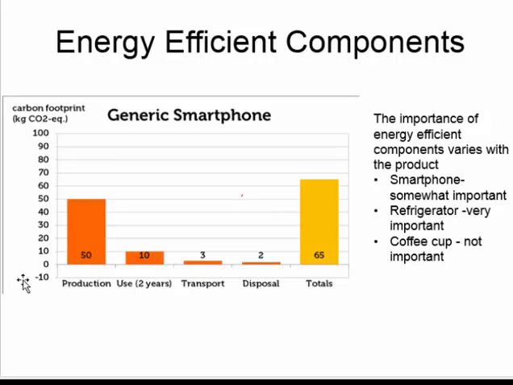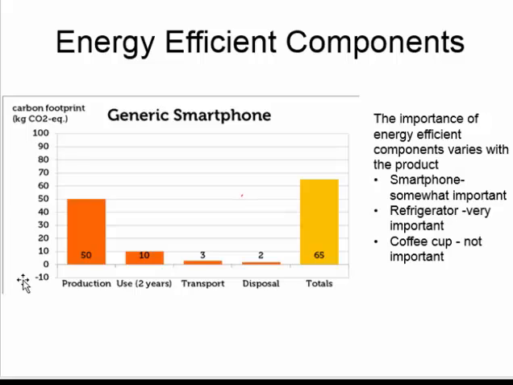Here's the life cycle assessment for a smartphone. And you can see most of the energy use is actually during production, but the energy use during the use phase when the user is actually using the phone is not insignificant. So there could be some advantage to using lower energy components in the smartphone from an environmental standpoint and certainly from a performance standpoint.